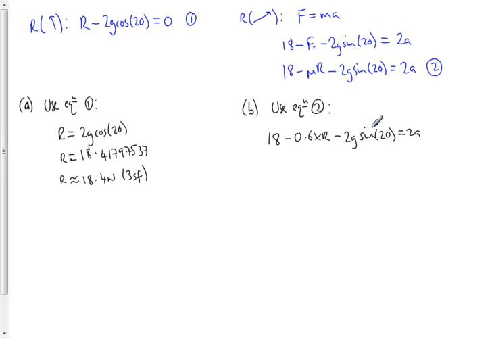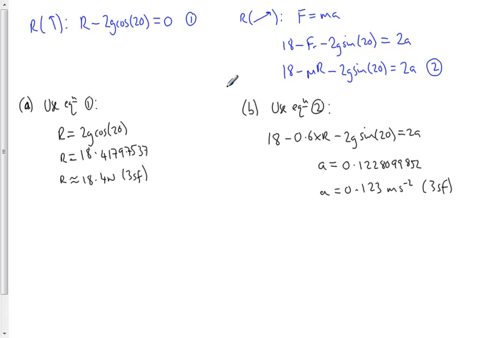So this left hand side, I'm just going to work this out now. I'm just going to do 18 minus 0.6 times answer minus 2 times 9.8 times sine 20, work out that answer, and then divide by 2 because I've got 2a here. So using my calculator, a is equal to 0.1228099852. Therefore, the acceleration is equal to 0.123 meters per second squared, rounded to 3 significant figures.